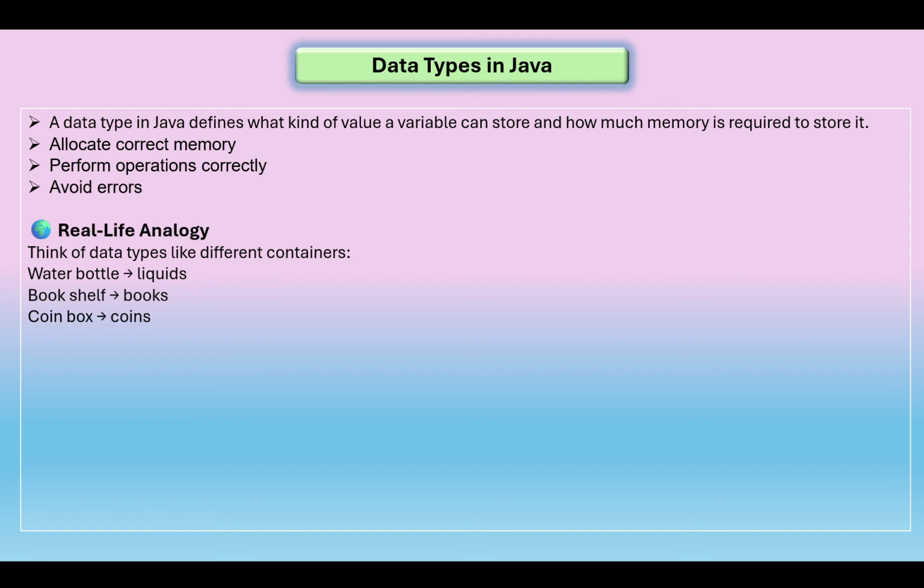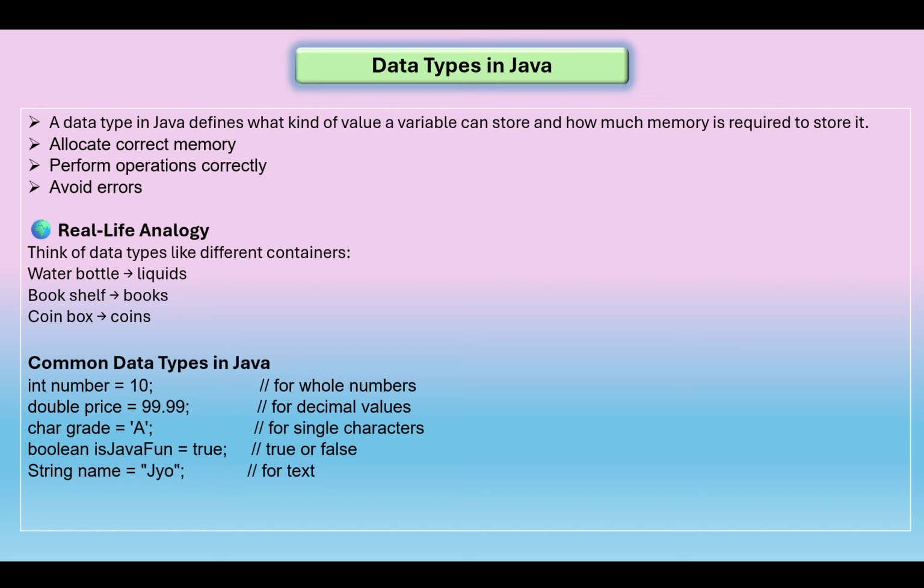And if we have to explain it with a real life example, we can store water in bottles and we can keep books in a bookshelf. But we can't store water in a bookshelf, right? That's not correct. Similarly, in the programming world also, we need the right data type to store the right data. And we have been talking about data types, but what are they and how many are there? Let's go through them one by one.